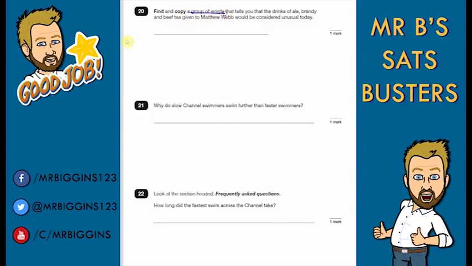Now it's asking us for the words that would show us it's unusual today, and if you look in the text there, it tells us about the food, and then it says that they're not standard for today's cross channel swimmers. So the group of words we're looking for that would show us it was unusual would be not standard.